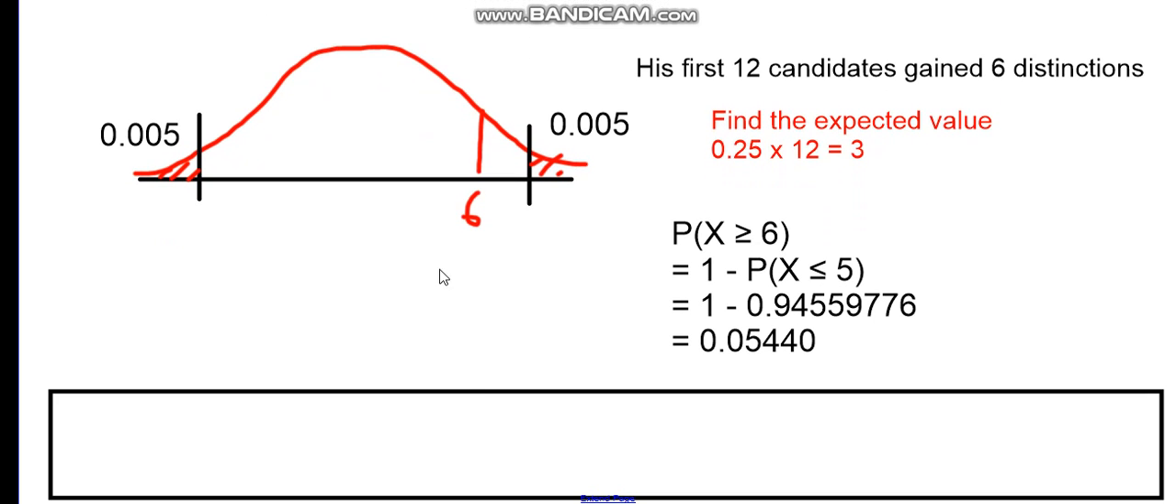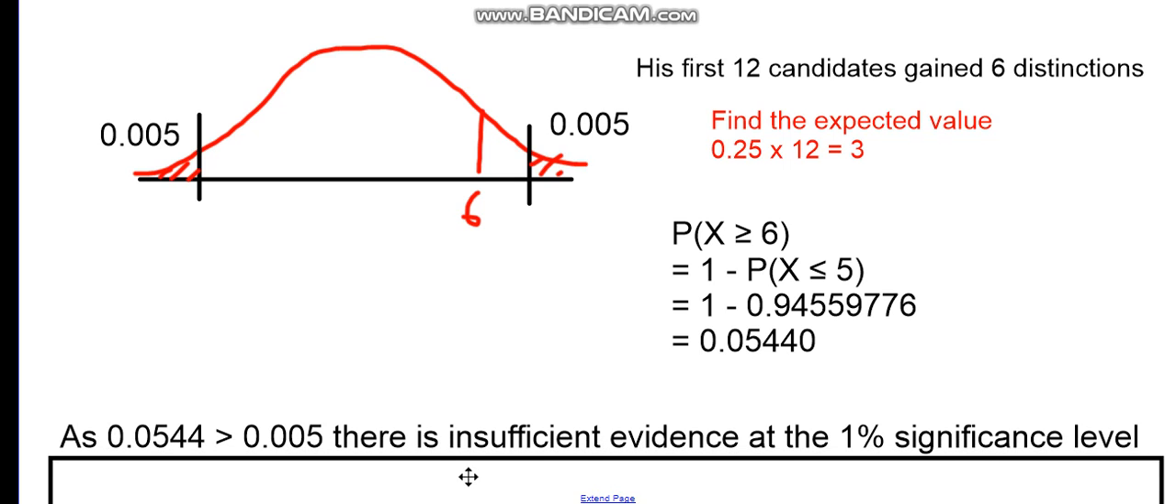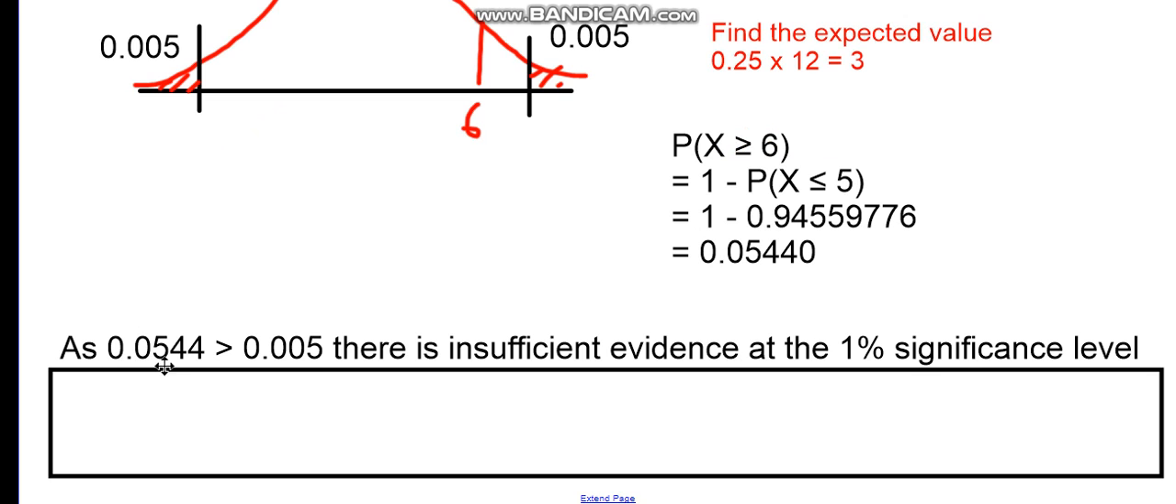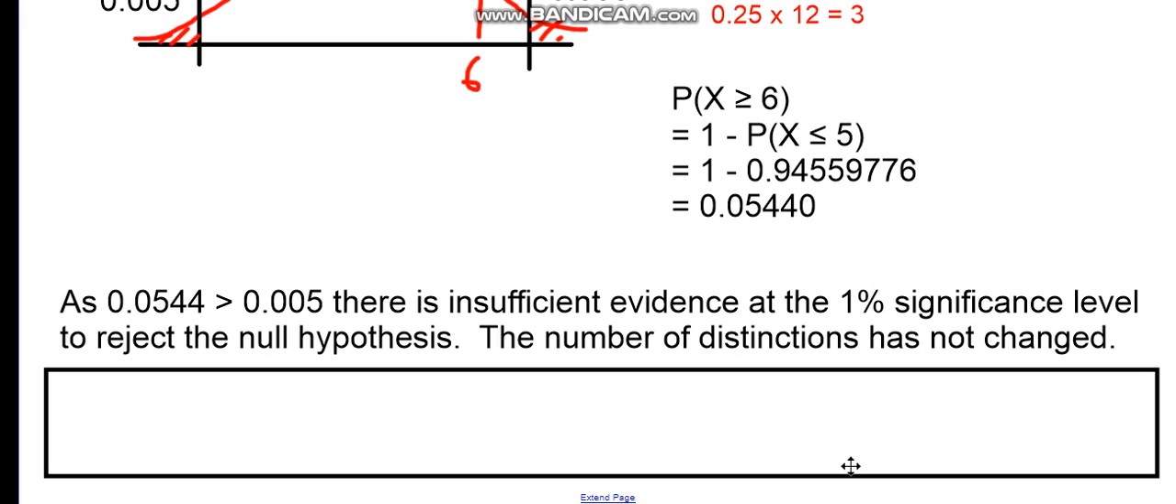Okay, so always write down the comparison to start with. We've got 0.0544 is greater than 0.005, so there is insufficient evidence at the 1% significance level to reject the null hypothesis. So the number of distinctions has not changed.